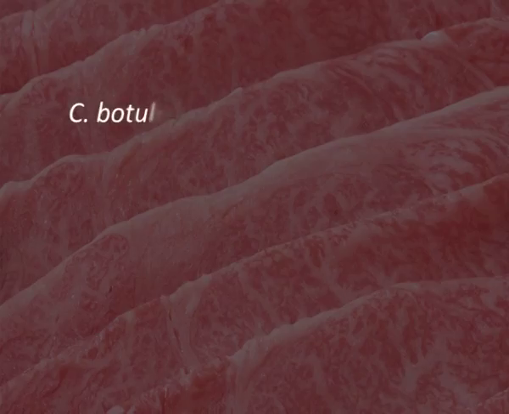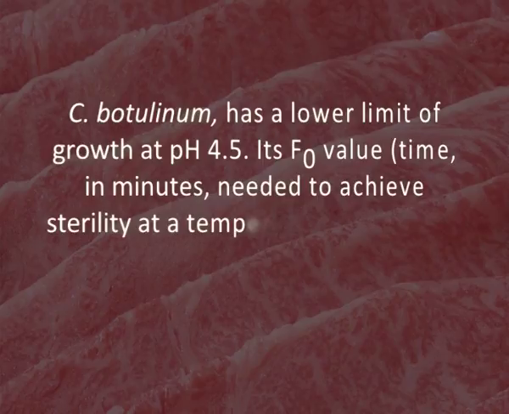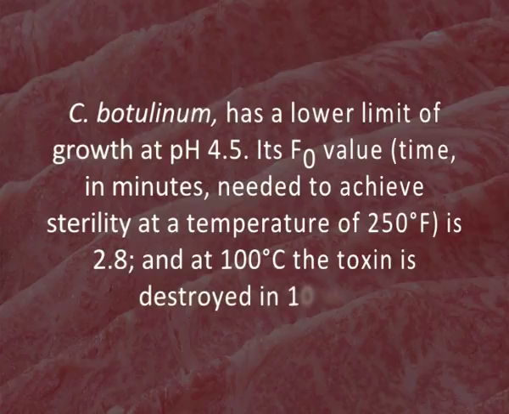Since the most lethal food poisoning organism, Clostridium botulinum, has a lower limit of growth at pH 4.5, all foods such as meat which support its growth are given heat treatment sufficient to destroy it. Its F0 value, that is the time in minutes needed to achieve sterility at a temperature of 250 degrees Fahrenheit, that's 121 degrees centigrade, is 2.8. And at 100 degrees centigrade, the toxin is destroyed in 10 minutes.